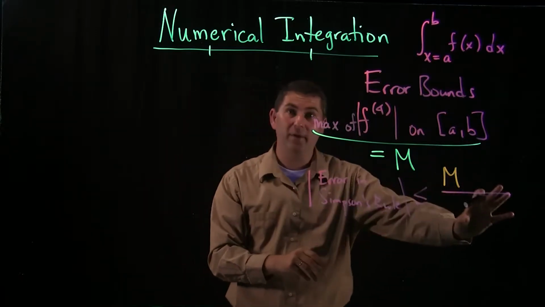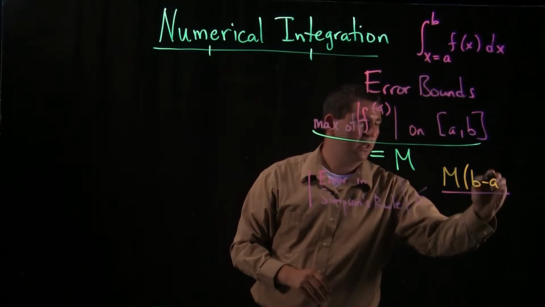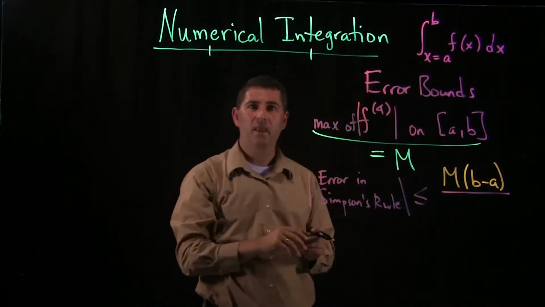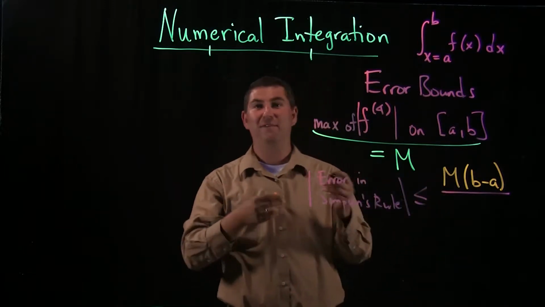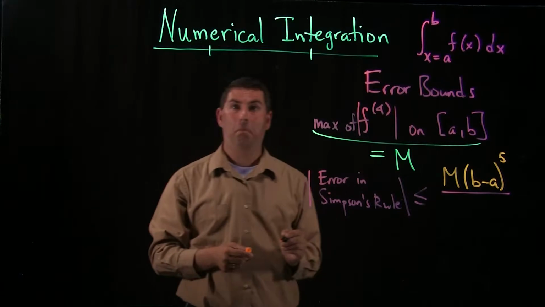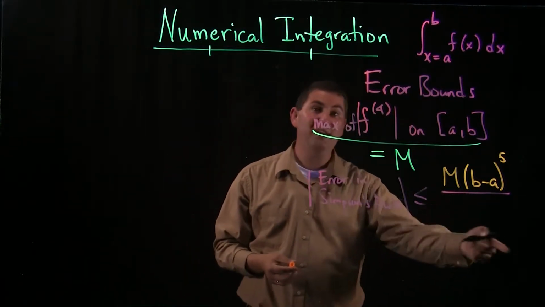Modulo some other numbers. So what else do I need? I'm going to look at the length of the interval. That's b minus a, the length of the interval. And I raise it, again, this seems like magic, to the 5th power. Whatever. Now there's a denominator here.